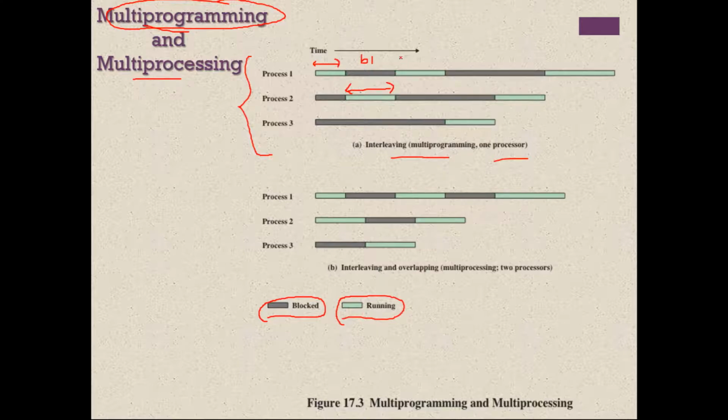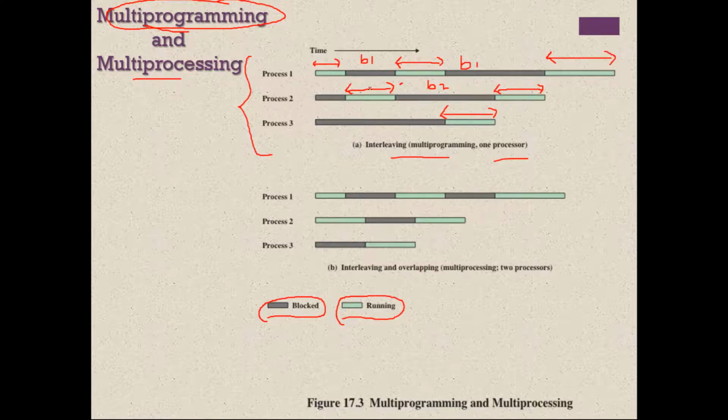Then again it is executing process 1. During this time you can see process 2 is blocked. After this it is executing process 3, and during this time process 1 is blocked. After completing process 3, the CPU is executing process 2, and during this time process 1 is blocked. Now process 3 has completed, right? Now again after completing process 2, the CPU is executing process 1.